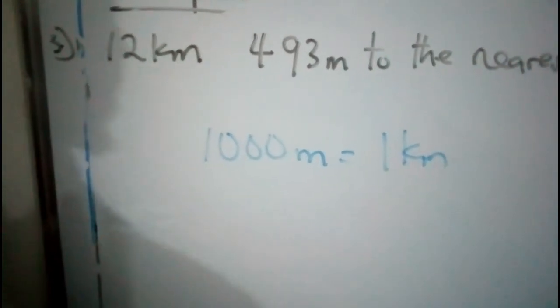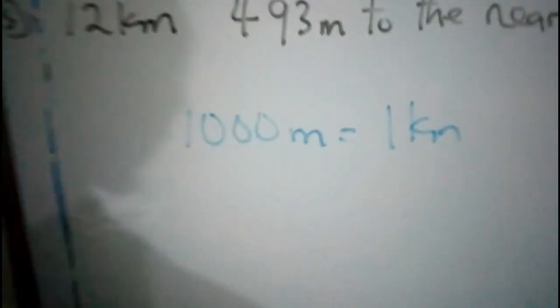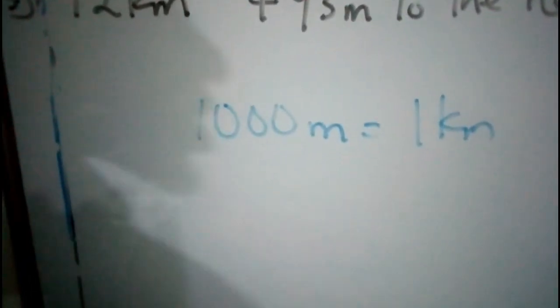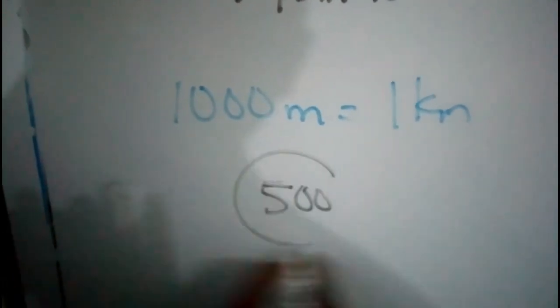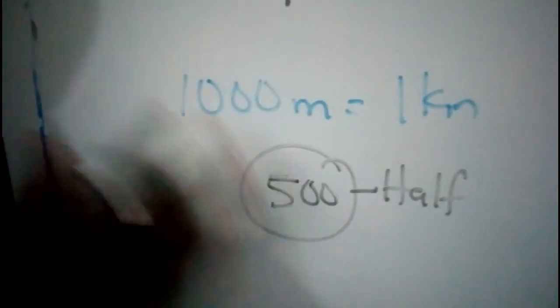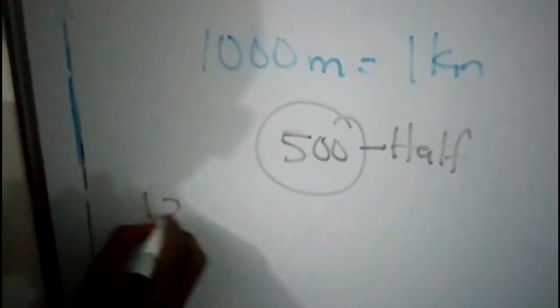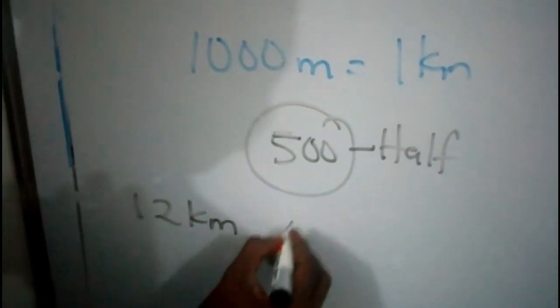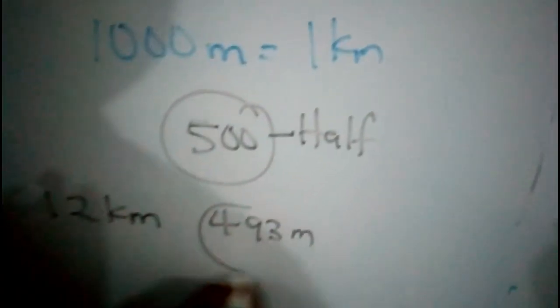So the next thing is to look at the exchange rate. What's the exchange rate? It is 1,000. So we need to get half of the exchange rate. What's the half of 1,000? Yes, half of 1,000 is what? 500. You need to be very careful in getting the half. Half of 1,000 is 500. So next thing is to rewrite your question. 12 kilometers and 493 meters. Don't forget, we are going to the nearest kilometer, so we leave the kilometer, we consider the meter, isn't it?